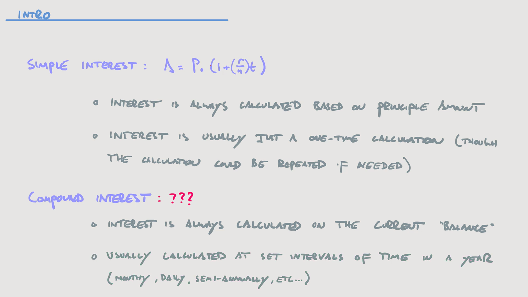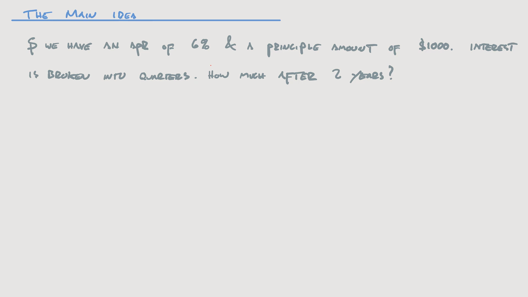So the question is, what is the formula that we should use for compound interest? Because at its core, you're accruing interest off of interest that has already been calculated. That's what compound interest means. It's interest on top of interest, essentially. So here's the main idea. Suppose we have an APR of 6% and a principal amount of $1,000.